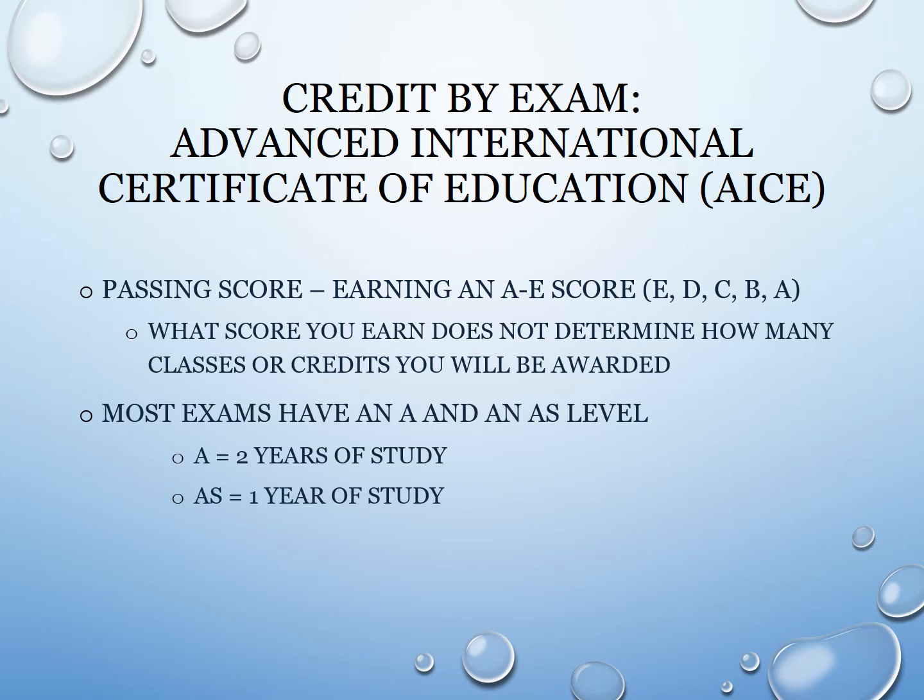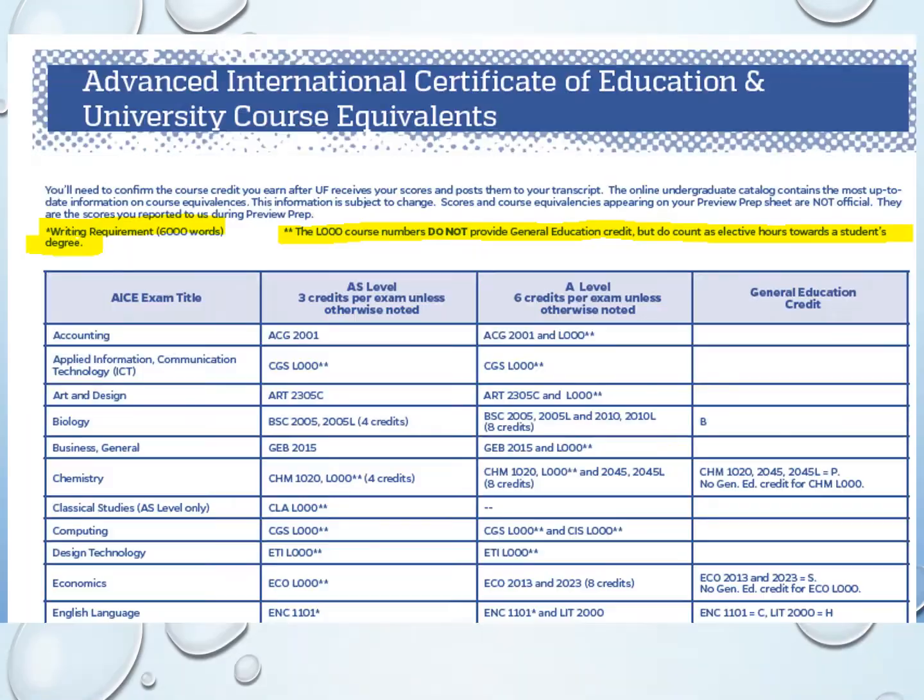A level means that the student took the class for 2 years, so they have, hypothetically, a more developed knowledge in that particular subject area, versus the AS level, which means that they studied that subject for 1 year. Some exams only offer AS or A level, so you may see that as an option, but a lot of the exams are going to have both as choices for the student to note when they're going over it. And again, the chart will be in the preview workbook, so it's easy access for you to find.